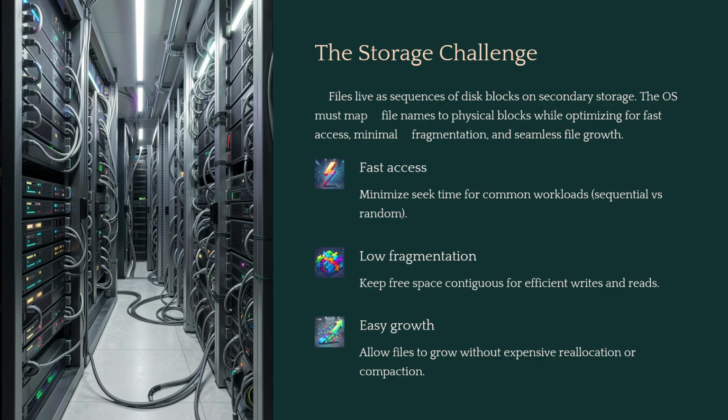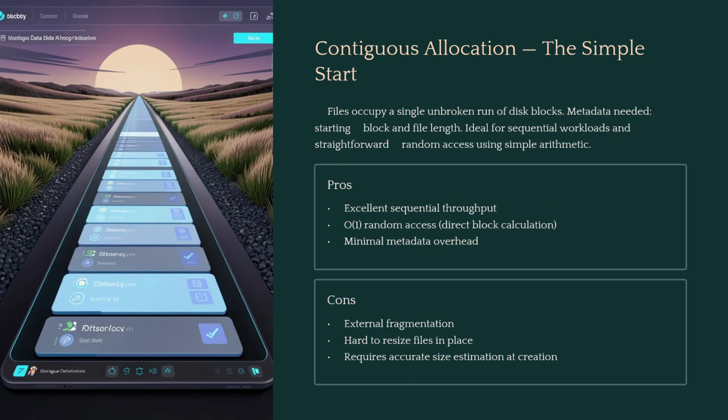Fast access: minimize seek time for common workloads, sequential versus random. Low fragmentation: keep free space contiguous for efficient writes and reads. Easy growth: allow files to grow without expensive reallocation or compaction.